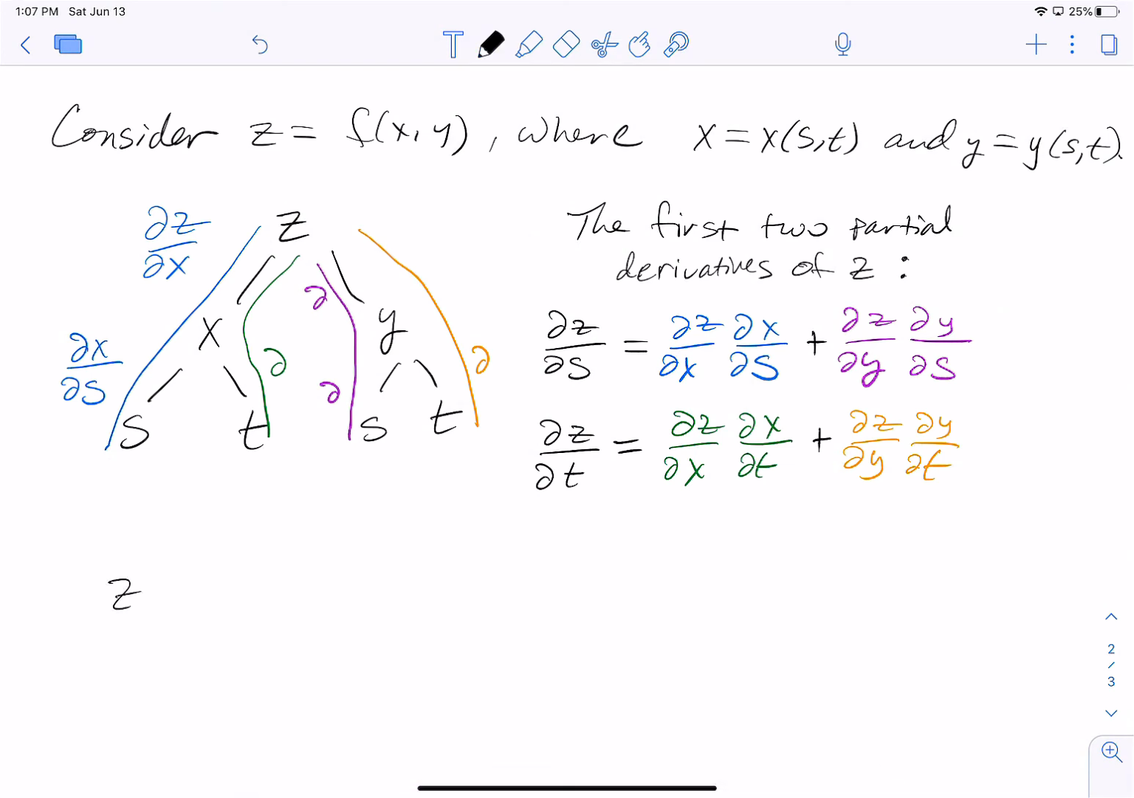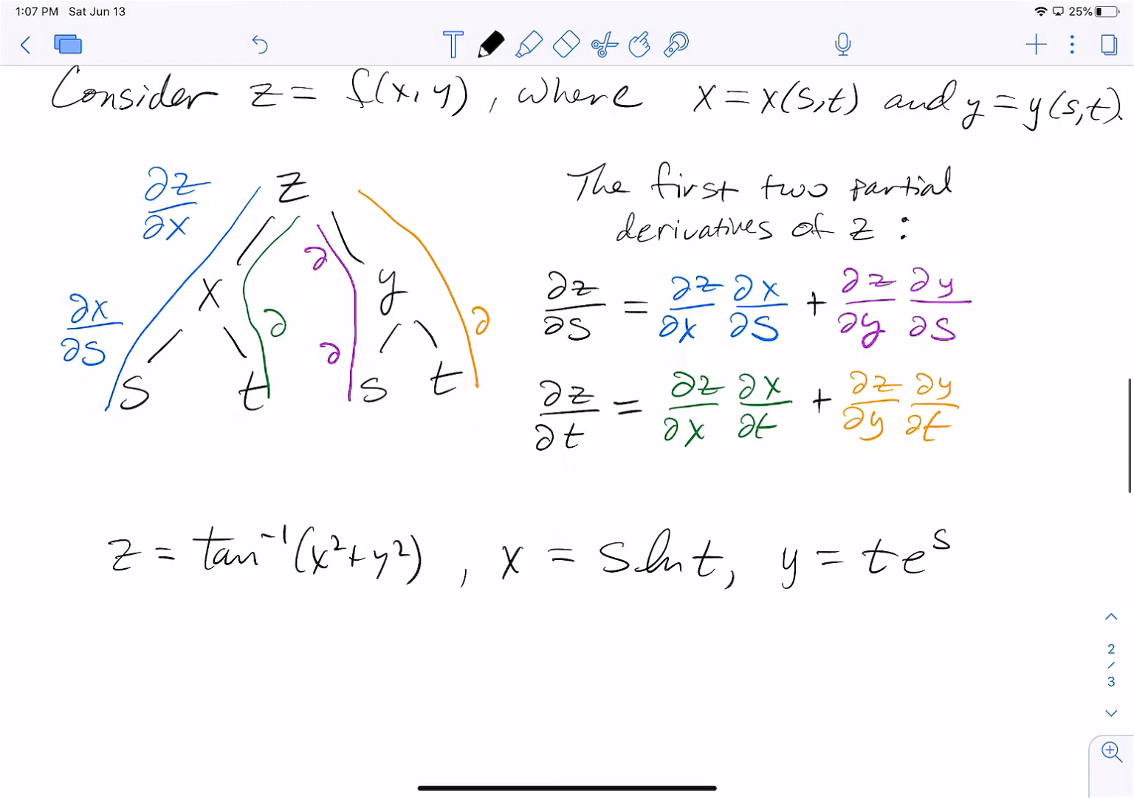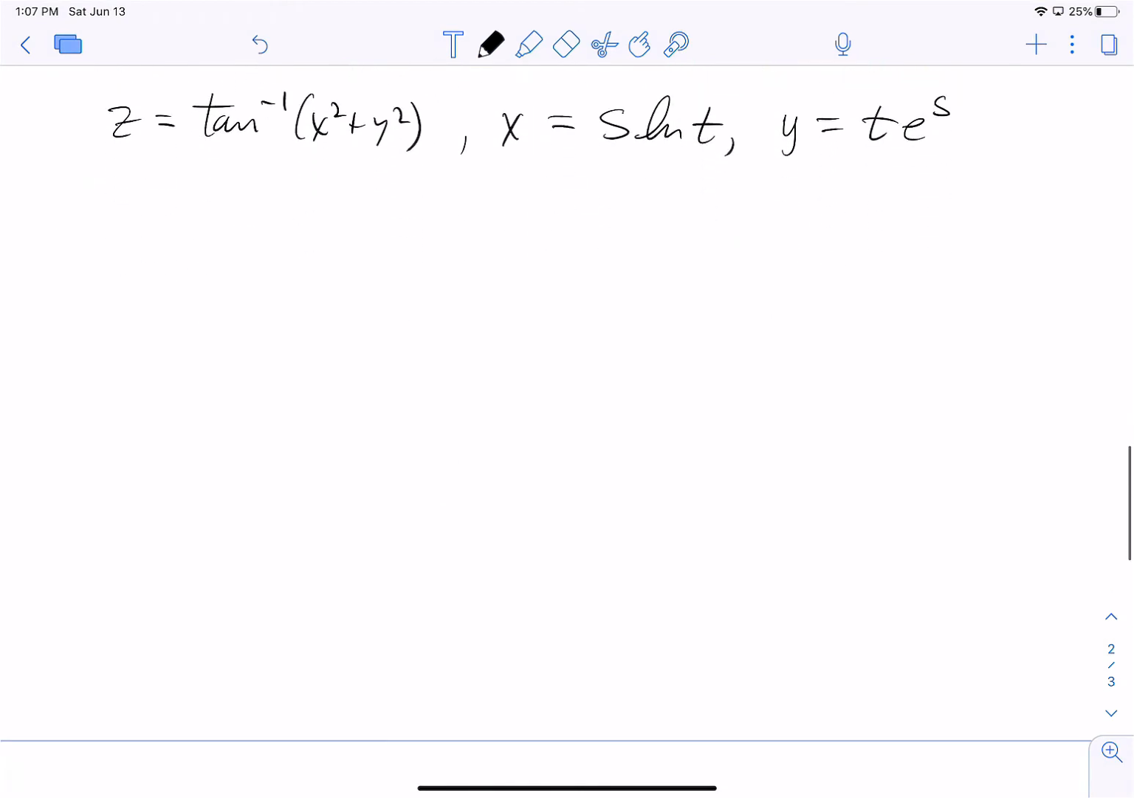Now let's suppose that z is equal to the inverse tangent of x squared plus y squared. x is equal to s times the natural log of t. y is equal to t e to the s. I would like for you to pause the video and find the partial of z with respect to s and the partial of z with respect to t.